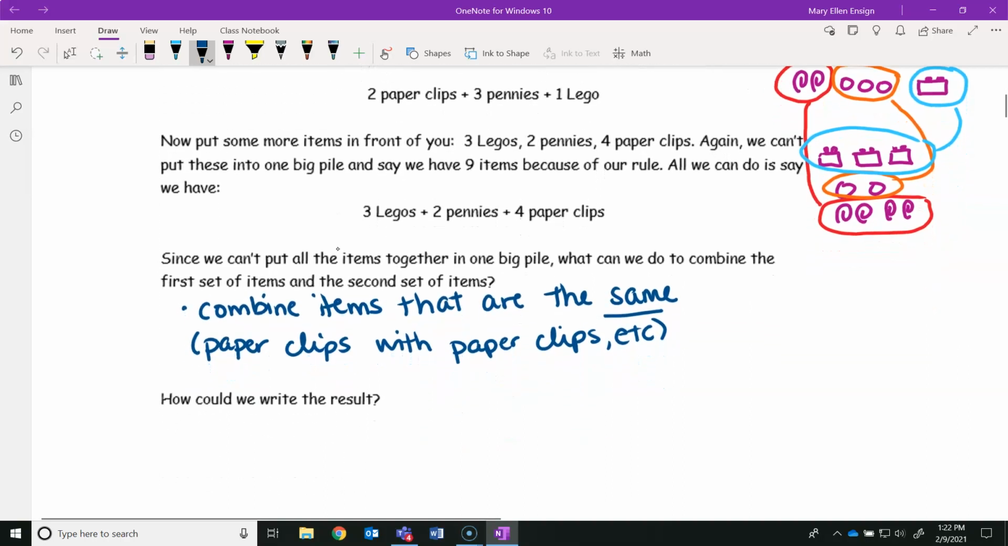How could we write the result? Well, we had 2 paper clips, and then we had 4 more paper clips, so we have 6 paper clips, plus we had 3 pennies, and then we had 2 more pennies, so altogether we have 5 pennies.